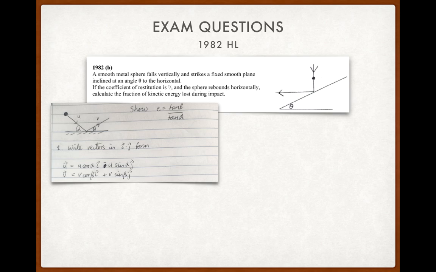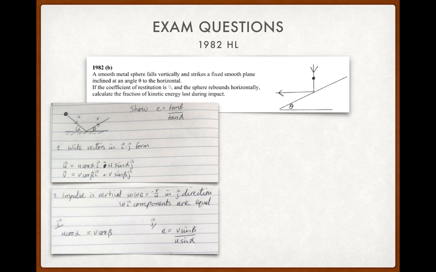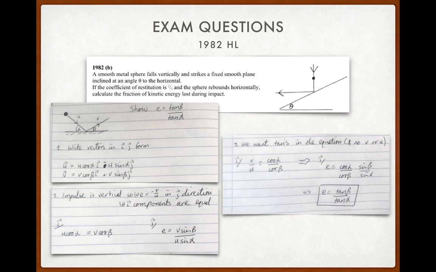Write the vectors in i and j form. Use what I just mentioned about the j's changing and the i staying the same. We get two equations there. You sub one into the other, and we also know e is equal to 2/3, so we should be able to work that out there.